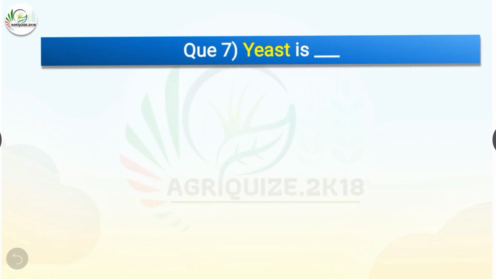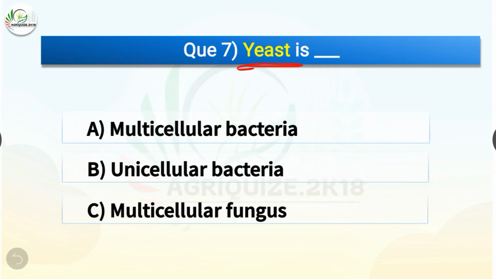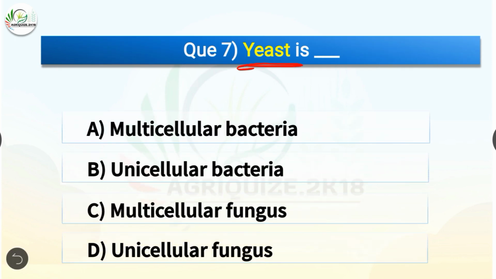Question number 7. Yeast is dash. The options are multicellular bacteria, unicellular bacteria, multicellular fungus or unicellular fungus. The correct answer is option D, unicellular fungus. So yeast is unicellular fungus. Yeasts are unicellular fungi reproducing asexually by budding or fission and sexually by spore formation.